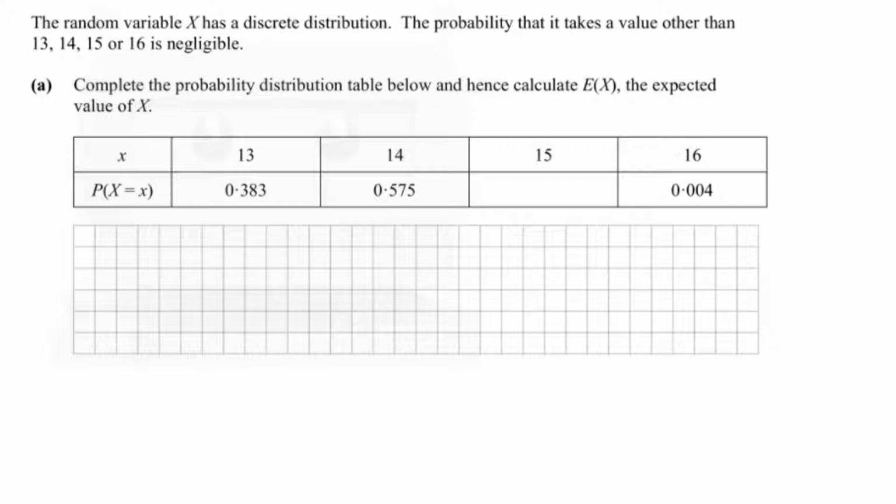So it said the random variable X has a discrete distribution. The probability that it takes a value other than 13, 14, 15 or 16 is negligible. So basically that's telling us X is some number. This number is discrete, so it's not continuous. It cannot take any value. It can only take specific values.